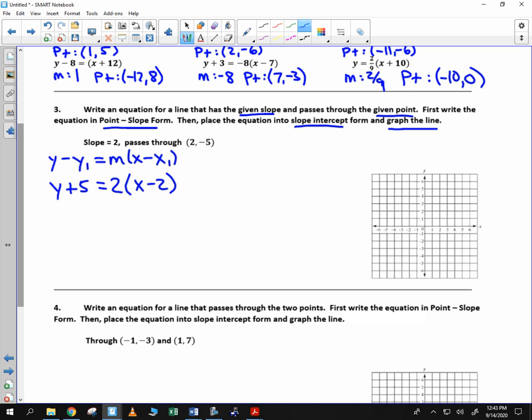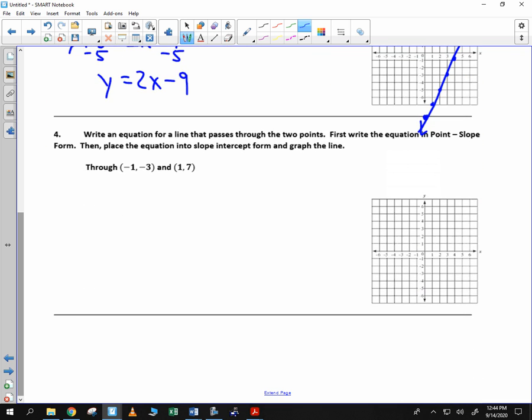Now that we have it in that form, go ahead and put it into slope-intercept form. Y plus 5 is equal to 2x minus 4 when we distribute the 2 through. Now I'll subtract the 5, and I get y is equal to 2x minus 9. If you were to graph it, subtract 9, 7, 8, 9 is going to be all the way down here. And then up 2 over 1, up 2 over 1, up 2 over 1, up 2 over 1. And we can see the line.